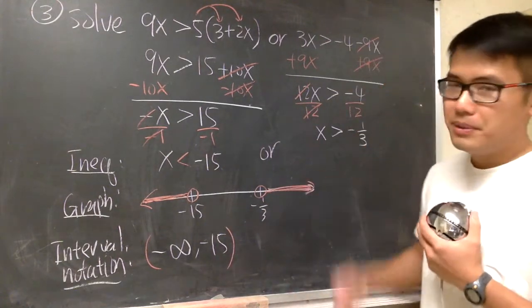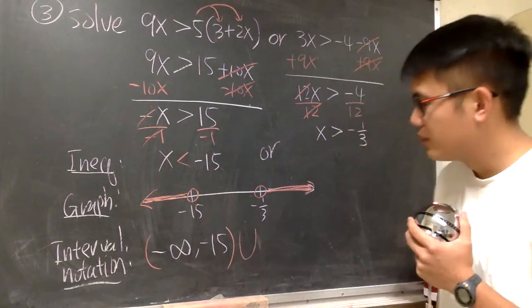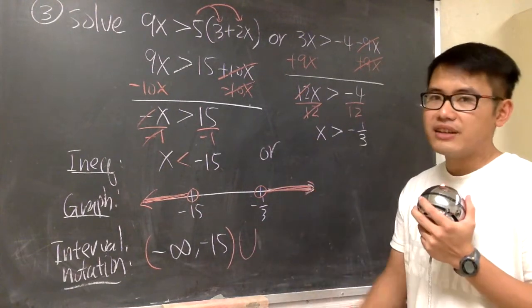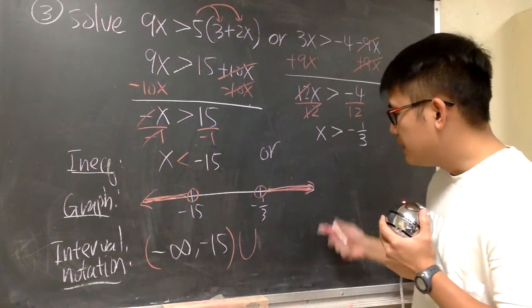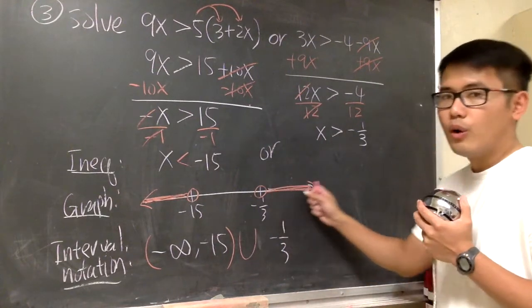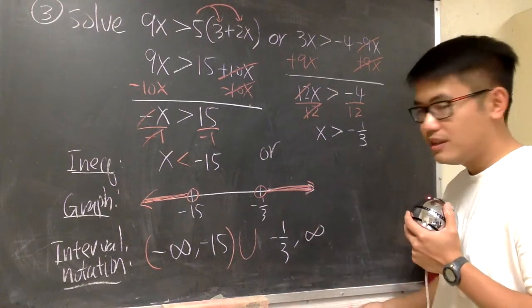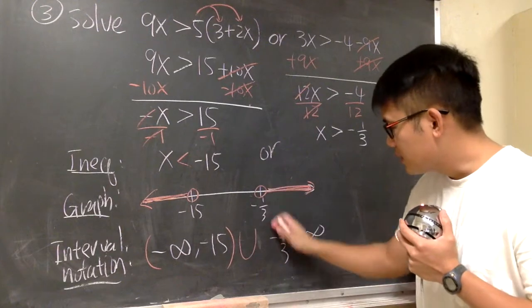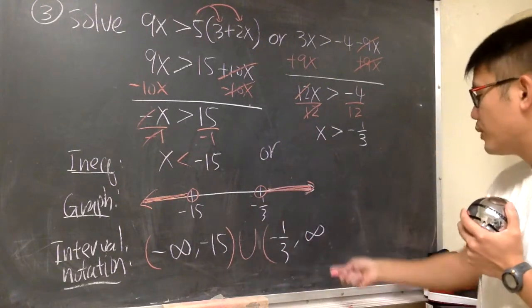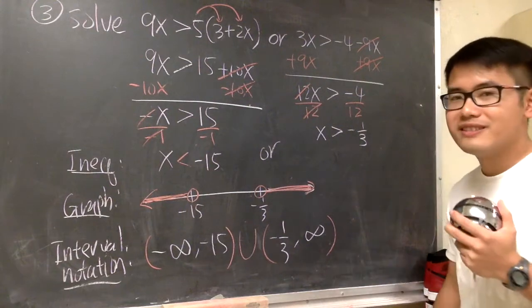We do have another piece. In this case, we are going to use a union symbol, meaning we are going to put this together. For this piece, we begin with negative 1/3, and this is going all the way to the right. That means we have positive infinity. Negative 1/3 is an open circle, so parentheses, likewise infinity, we cannot include infinity, so open parentheses.